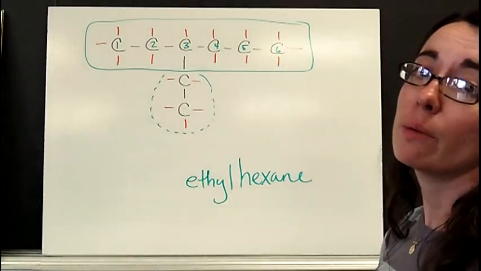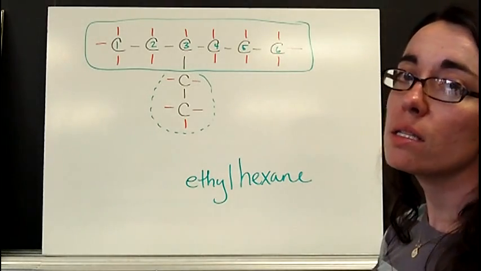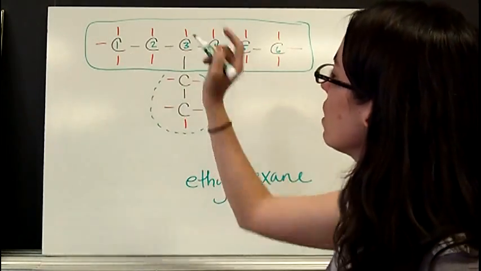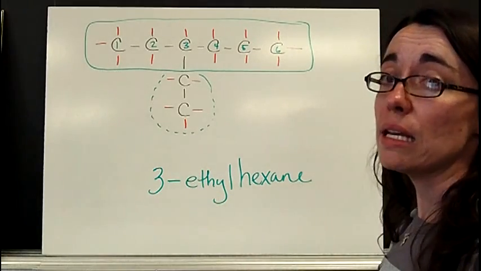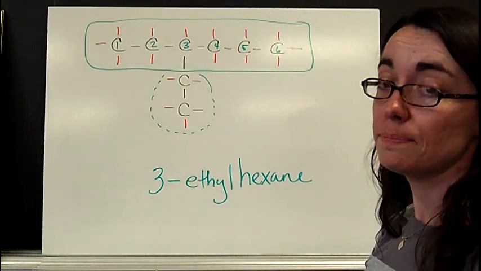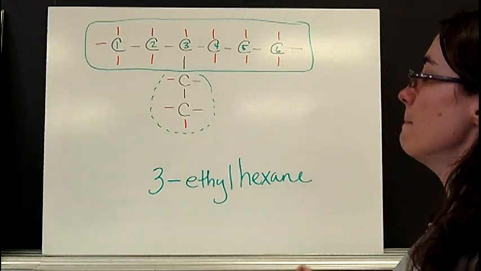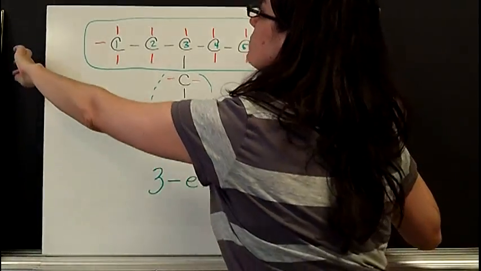The last step, we got to put a number on it. On which carbon is it attached? 1, 2, 3. Okay, 3-ethylhexane is the name of that monster right there. Let's move on a little bit more.